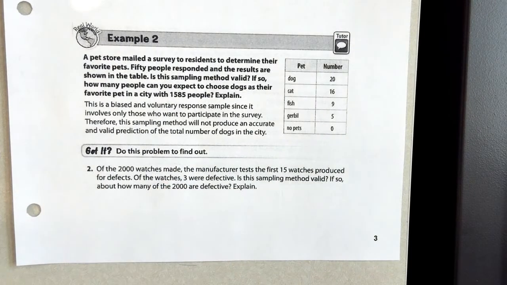Okay? So in example 2, it says, a pet store mailed a survey to residents to determine their favorite pets. 50 people responded, and the results are shown in the table. Is this sampling method valid? If so, how many people can you expect to choose dogs as their favorite pet in the city of 1,585 people? Explain.